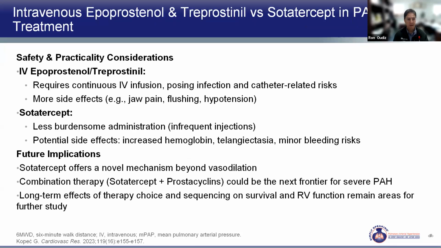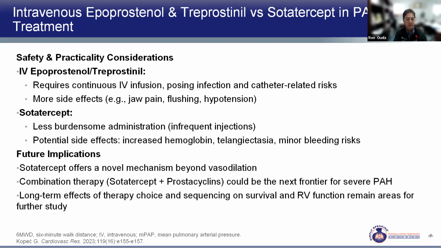So where are we going with all this? The idea here is that these two drugs really haven't been compared head to head. Sotatercept is certainly less burdensome. It has different side effects than IV epoprostenol, but it is a novel mechanism beyond vasodilatation that works probably as a disease modifier for patients with PAH. And it could be that the combination of sotatercept and prostacyclins in the acutely ill patients could be the next frontier for severe PAH. There's no data.